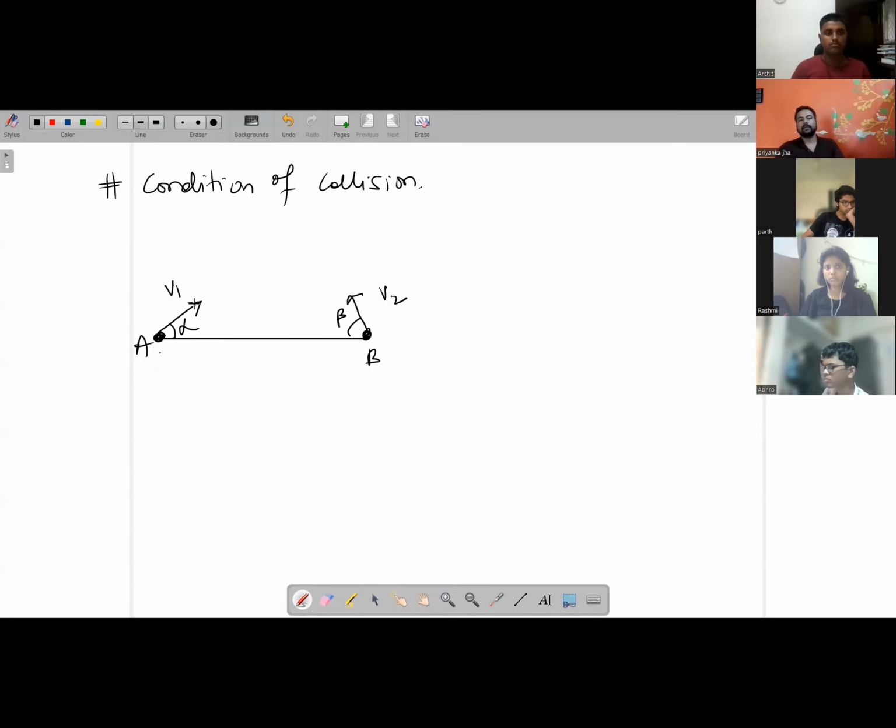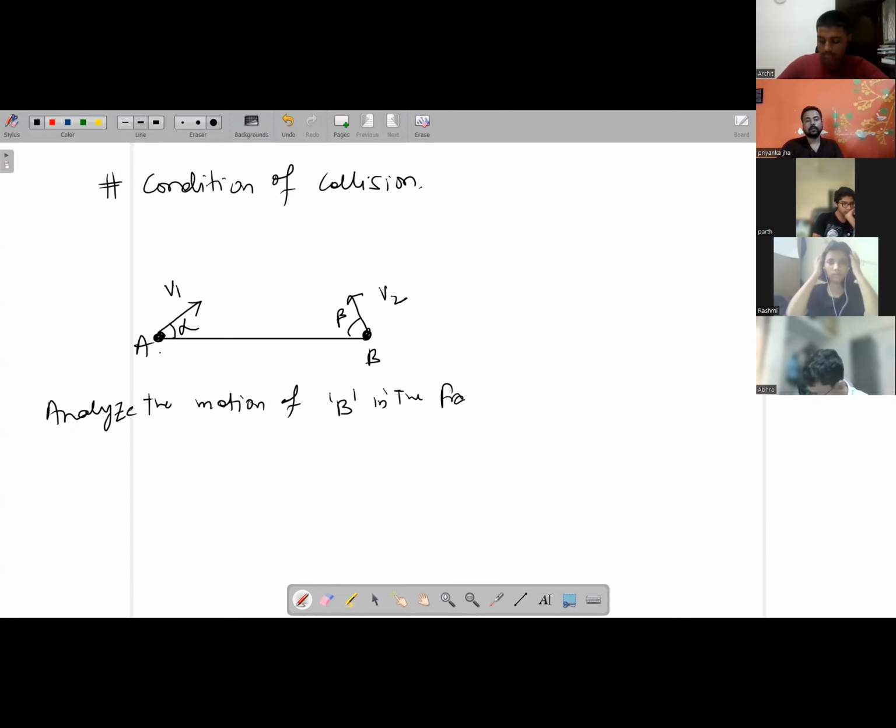See, A will follow this path, any path, right? B will also follow some path. So what is the condition that A and B can collide? It is not necessary that A and B will collide, but under what condition can they collide? So again, we will analyze the motion of one object in the frame of the other object. So just analyze the motion of, suppose, B in the frame of A.